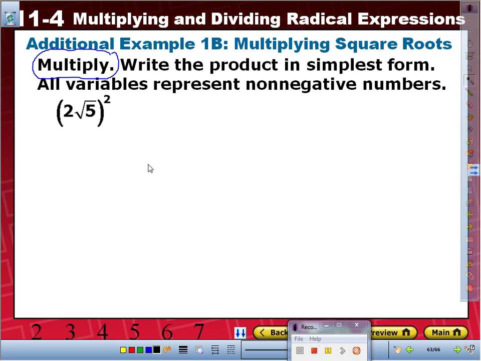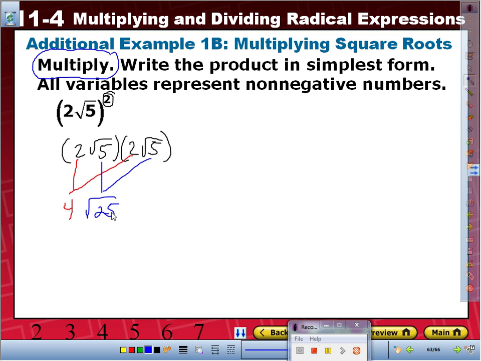Here it goes. This one we need to rewrite: 2 square root of 5 times 2 square root of 5. Is that correct? Because it says to the 2nd power. So according to our notes, step 1 we simplify, step 2 multiply the coefficients. What are my coefficients? 2 and 2, what is that? 4. Next we multiply the radicals. What is square root of 5 times square root of 5? Square root of 25. So what is square root of 25? 5 times 4, that is 20. Copy that, please.